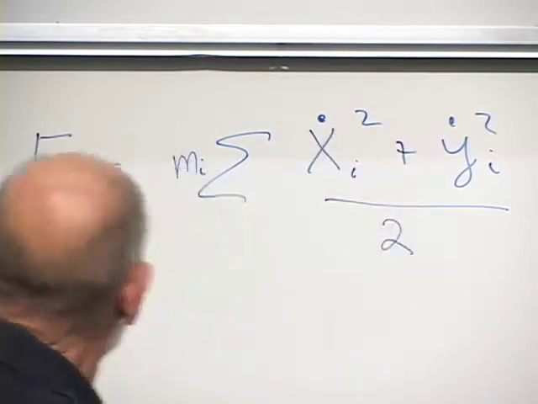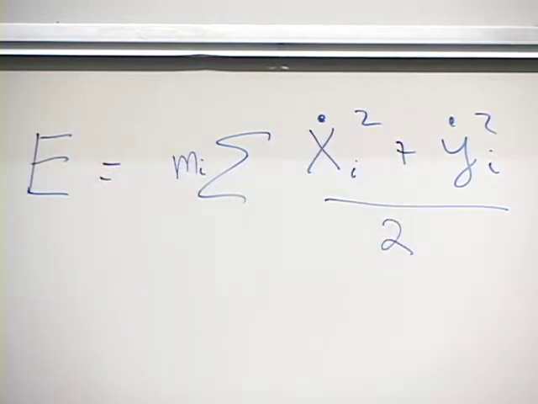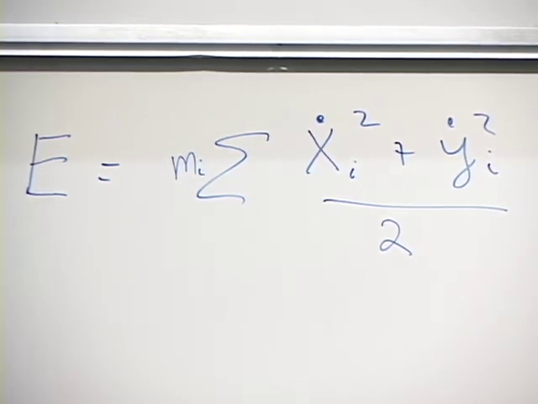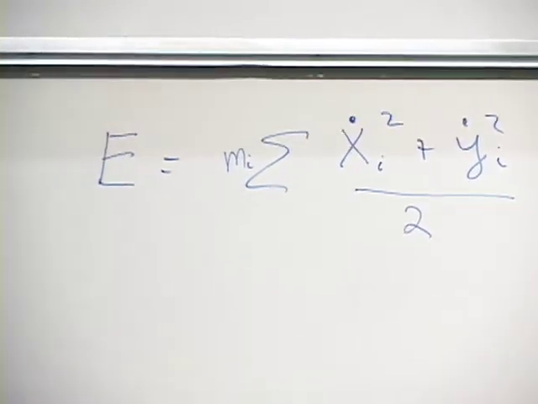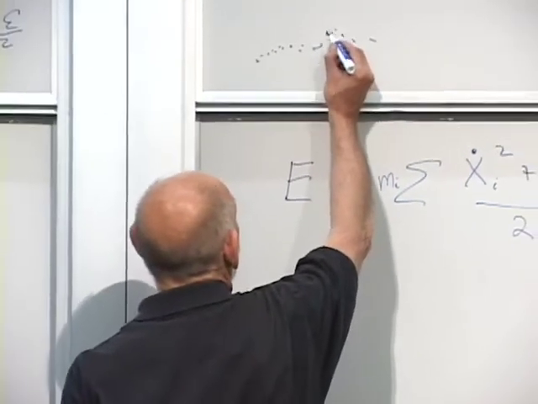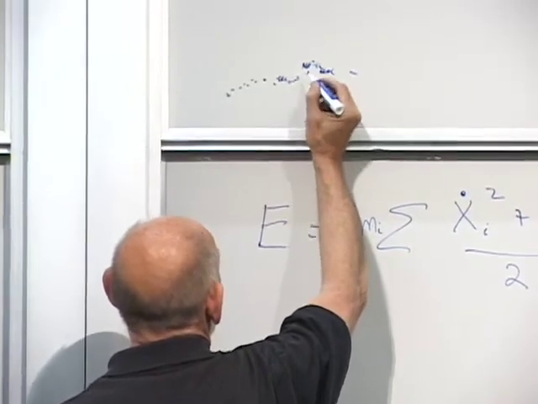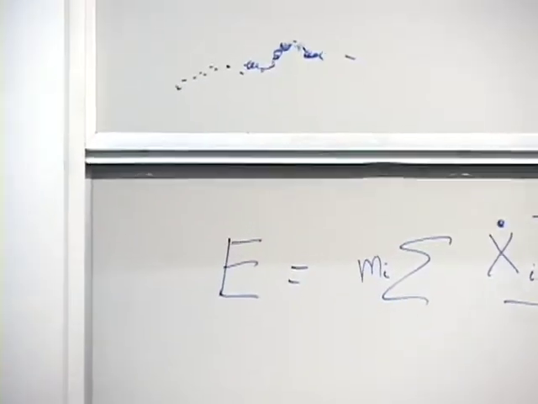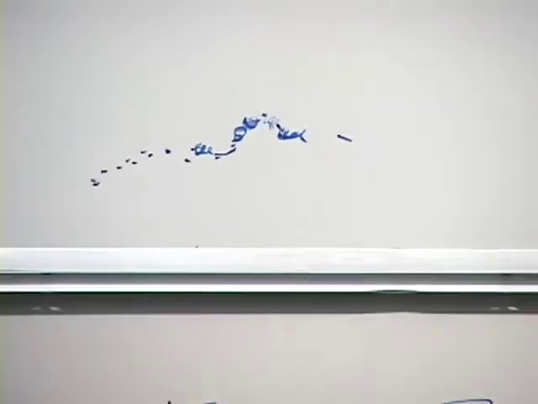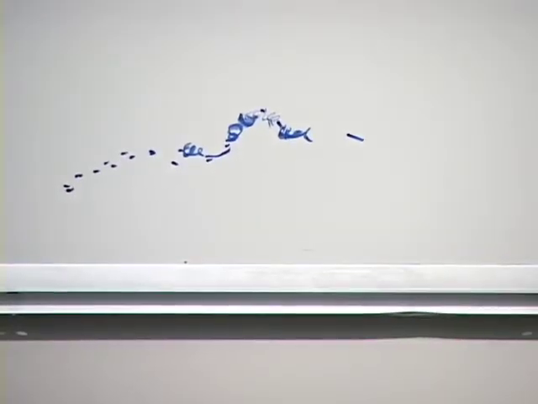All right, what are we missing out of this formula? Interactions. These points are attracting each other. If they weren't attracting each other, they would just fly apart. They're forming a string. In addition to the points, we have to put in the little springs that connect them. So think of it as a chain of little balls and little springs.